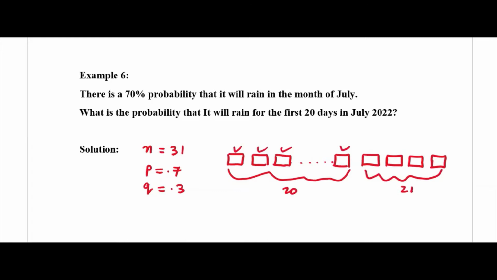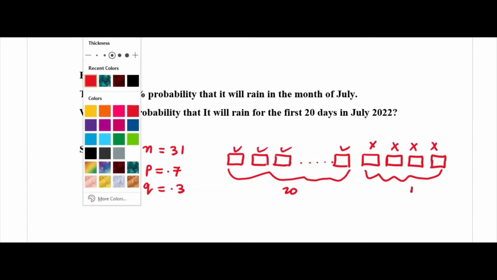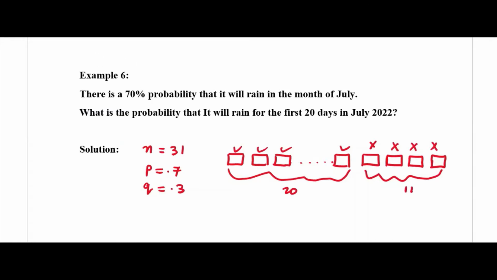Otherwise you could change here and there. So it will not rain for the next 11 days. However, it should rain for the first 20 days. So these are successes, these are the failures. How many? 20 and 11. Success probability is always p, so the answer will be p power 20 and q power 11. That's all. No combination here.